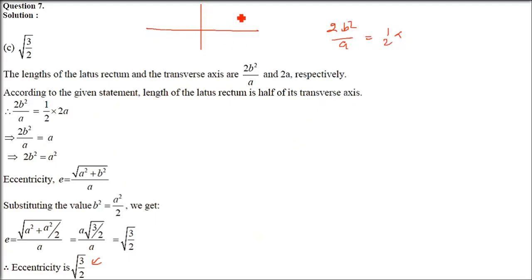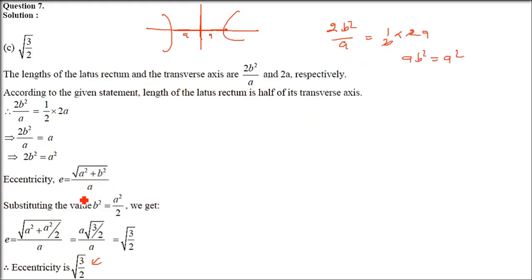What is the transverse axis? It's going to be 2A. This transverse axis, A this side means A, so it's going to be 2A. Half into 2A, what do you get? The 2 gets cancelled. 2B square is A square. So 2B square is A square.